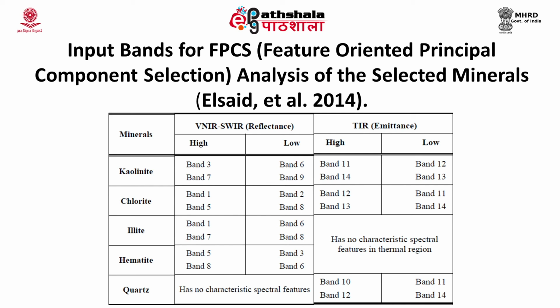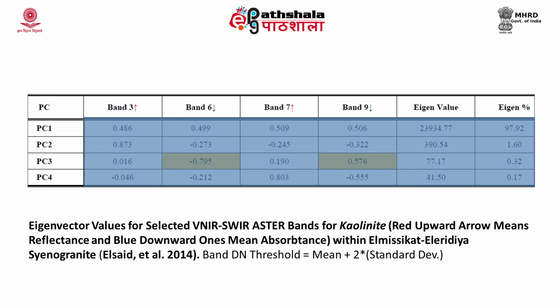This is for the VNIR and SWIR, and similarly for TIR you can calculate separately the principal components PC1, PC2, PC4. For each of these minerals you can do this principal component analysis and get information about the different minerals. You can see here the band DN threshold, which they calculated as the mean plus 2 times the standard deviation, and this information they used to get the mineral deposits.